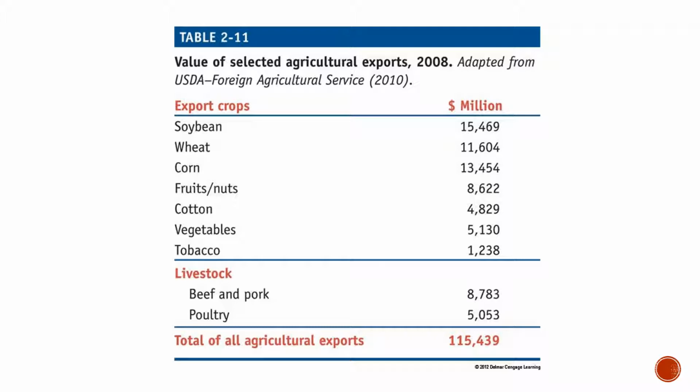Then you look at livestock, beef and pork as opposed to poultry. It's a little bit different there, but that's just because we've gotten pretty good at raising beef and pork, and a lot of countries around the world already utilize poultry as a part of their farming and ranching. So total exports are a little less than $115 million.